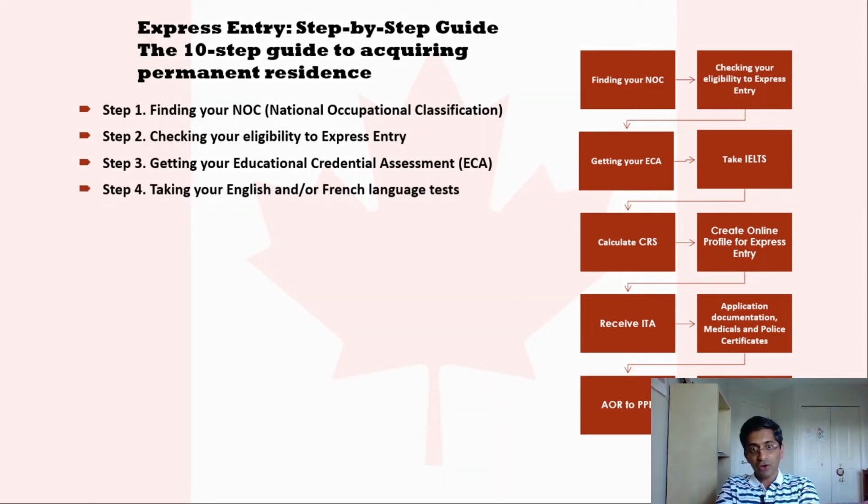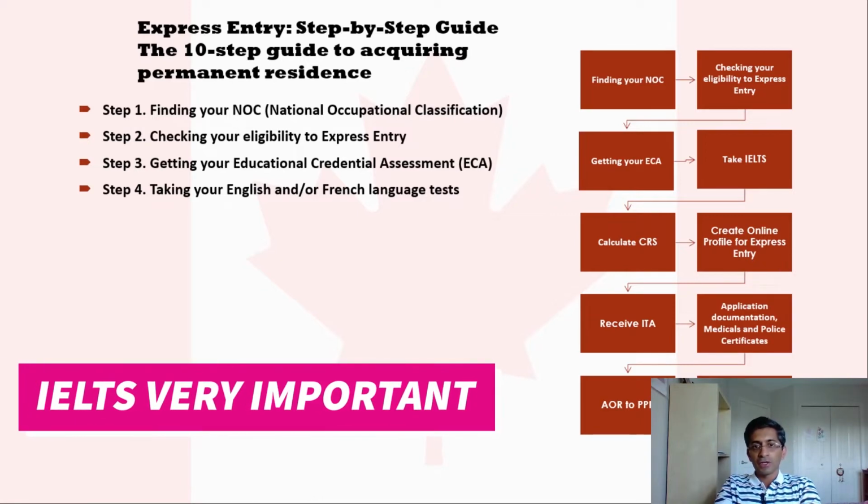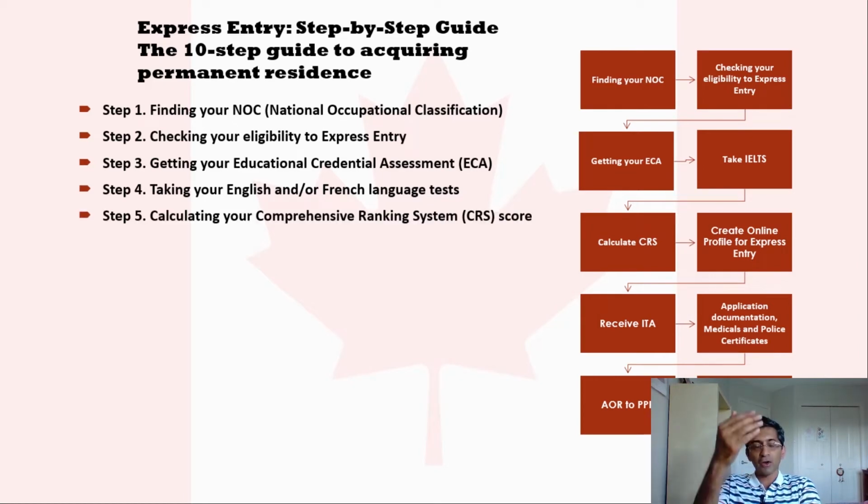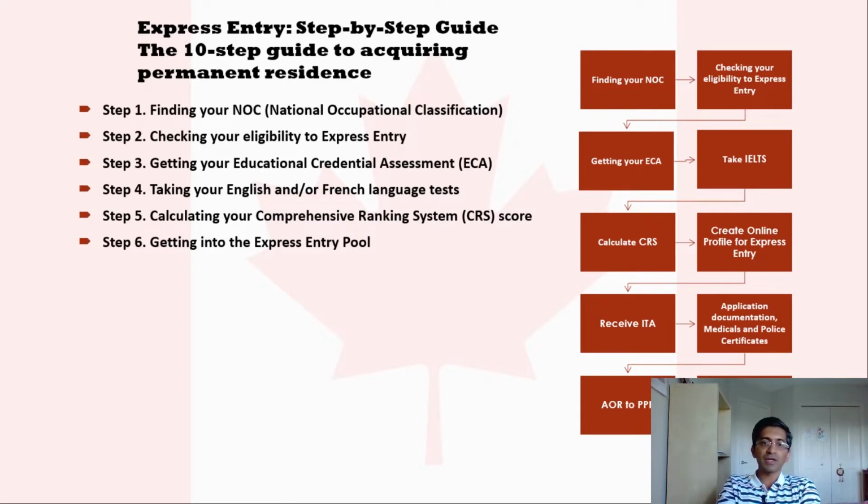Step 4 is take your IELTS. IELTS needs a lot of preparation, be it 1 month or 2 months. Be well prepared. Even if you are very good in English, take time. This will greatly improve your CRS score. Step 5, calculate your CRS score based on your ECA and all the other factors, and then you get into the Express Entry tool. Create an online profile for your Express Entry and wait for the draw.